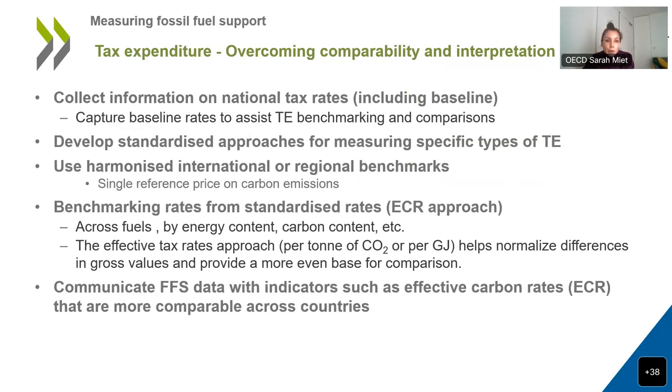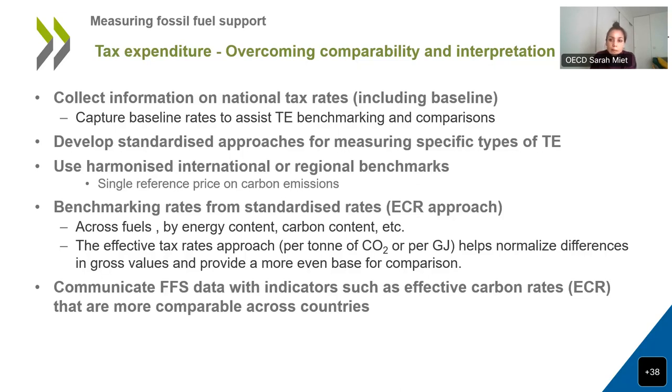So to overcome comparability and interpretation issues, the guidance note recommends collecting information on national tax rates, including baselines. This is done in the SDG reporting, for example. The note also recommends developing standardized approaches for measuring specific types of tax expenditure. For example, the use of harmonized international benchmarks or regional ones, such as a single reference price on carbon emissions, could help communicate and interpret the data. So using benchmarks, standardizing rates, such as is done in the effective carbon rates approach, which standardizes rates across fuels by energy content, carbon content, et cetera, helps normalize differences in gross values and provides a more level basis for comparison.